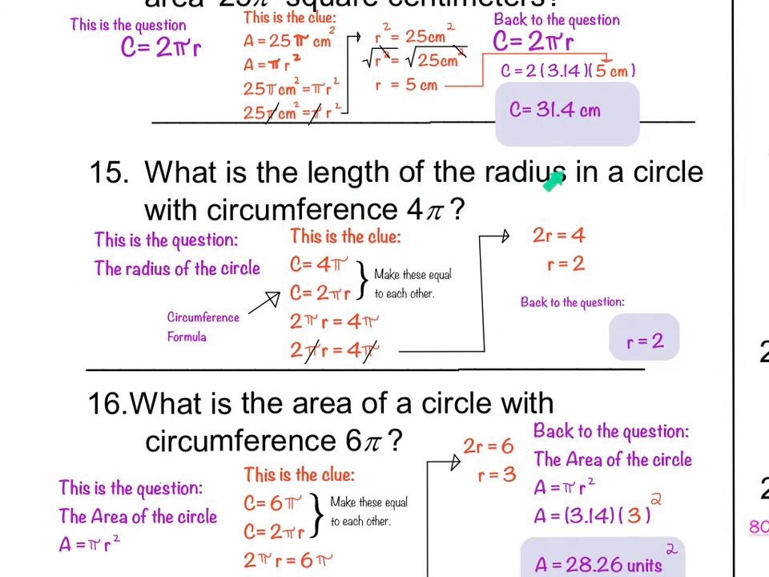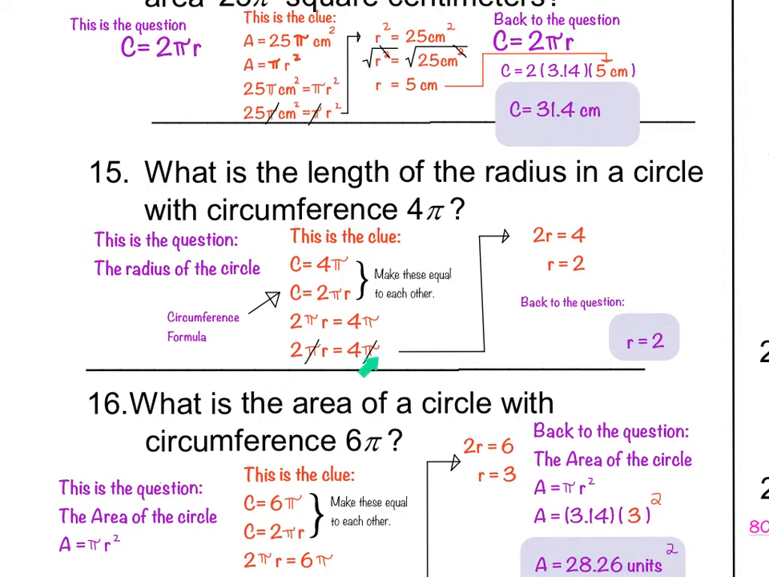On problem number 15, they want the length of the radius. So that's all they want from you, the radius. So the question is, what is the radius of the circle? But the clue they gave you is the circumference this time. So this is the clue. The circumference, C, is equal to 4 pi. You know that the formula for the circumference is 2 pi r. You want to make these equal to each other. So 2 pi r equals 4 pi.